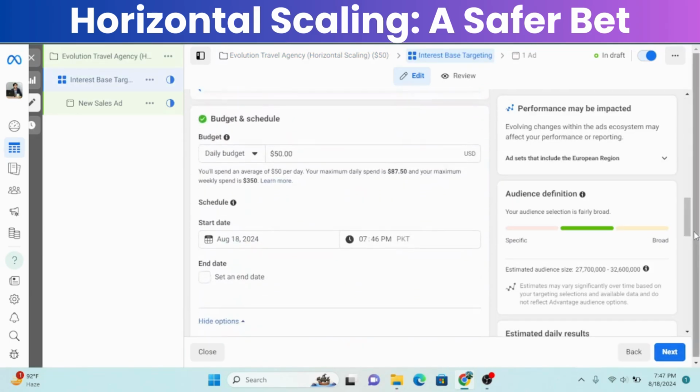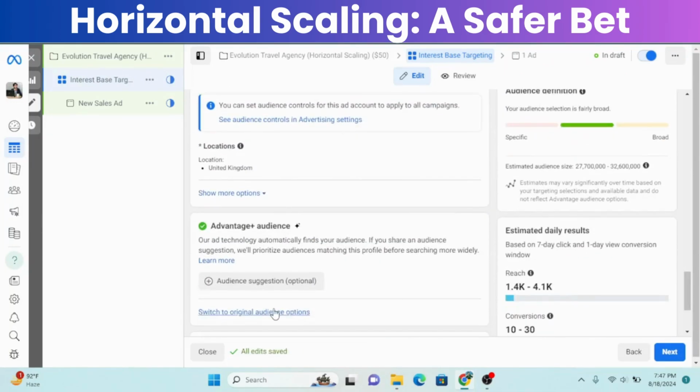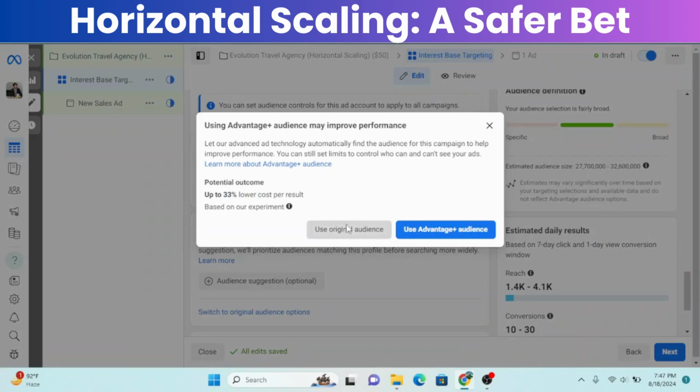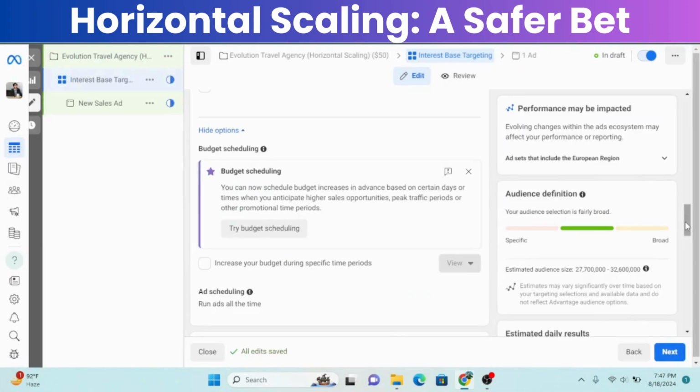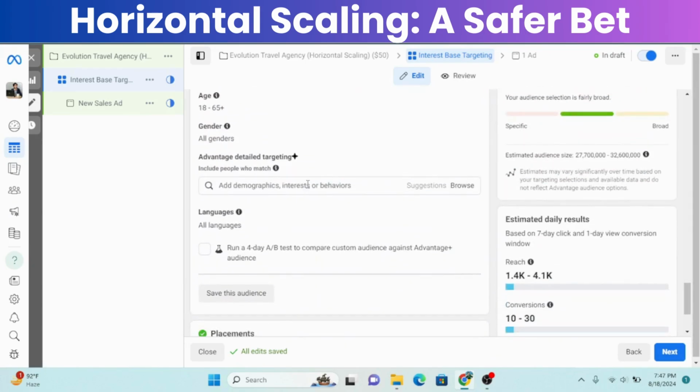For small businesses, and honestly, most businesses, I highly recommend considering horizontal scaling. This approach minimizes risks while offering similar benefits to vertical scaling. Allow me to illustrate with an example. Let's say you have a highly successful lookalike 90-day purchase audience. Now, to scale effectively, duplicate that audience and experiment with variations using your new budget.